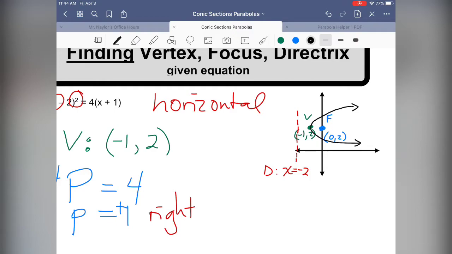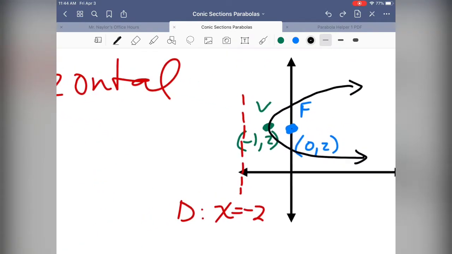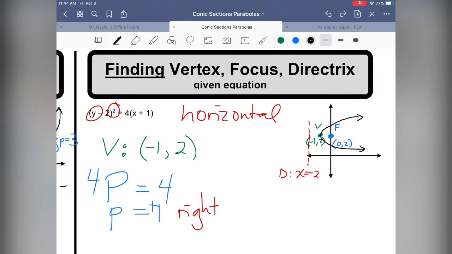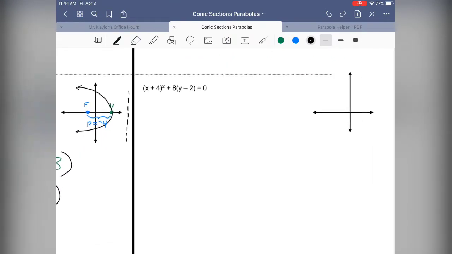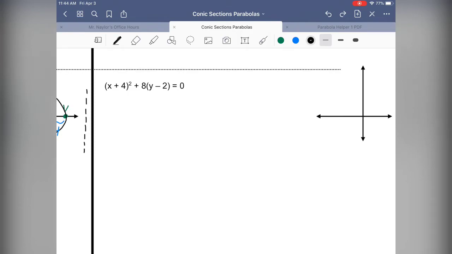But just notice again, the directrix was given as an equation. Don't give the directrix as a point. Of course, the focus and the vertex were given as points. Are you ready to try one on your own? Okay, it's a great time to pause the video, see if you can analyze this equation, and I'll meet you back here in a moment.